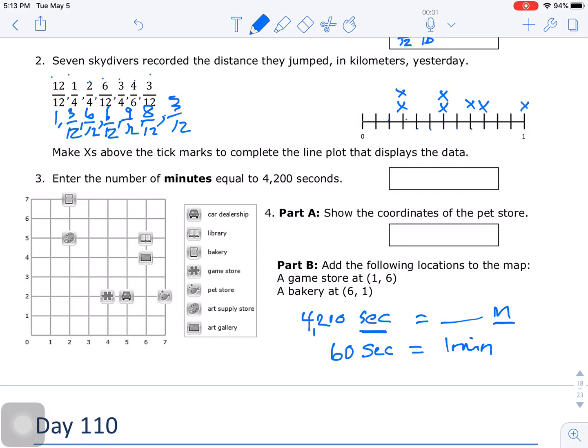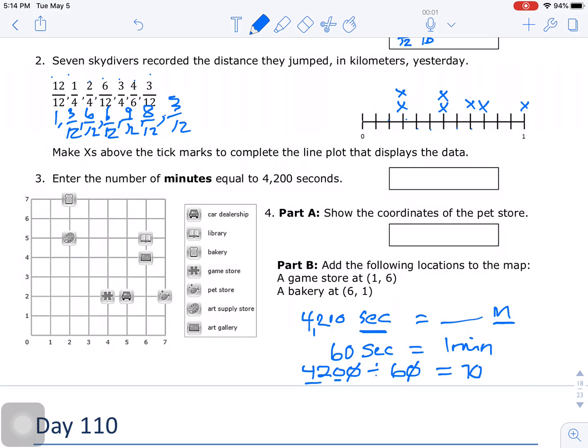So I'm going to divide 4,200 by 60. Okay, and I'm going to use my basic math facts here. First of all, I'm going to do some cross-canceling. I'm going to divide both of those by 10. So now I have 420 divided by 6. Well, I know that 6 goes into 42 7 times. And I have a 10 left over, so I'm going to put that there. So 420 divided by 6 is 70.